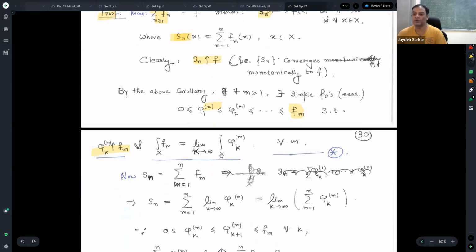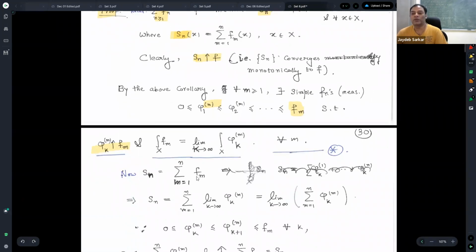So you look at Sn. By definition, it is the sum of fm from 1 to n, and your fm is the limit of phi_km. So fm is the limit of phi_km, and your m runs from 1 to n. It's a finite sum. Since it is a finite sum, push the limit inside. So the limit as k goes to infinity comes out, and the index m is finite, so m equals 1 to n. So your Sn is this, right?